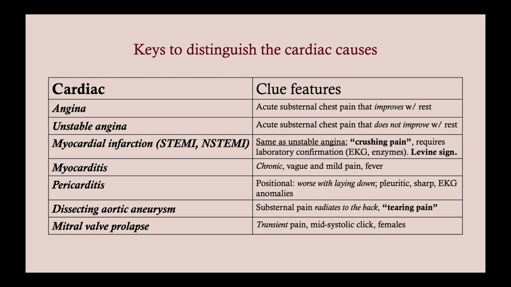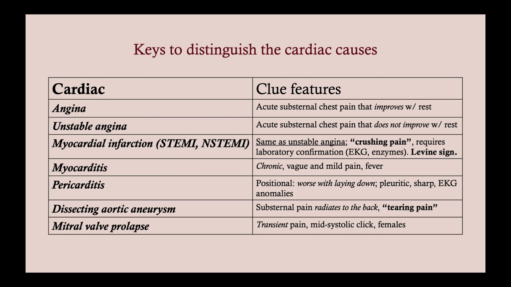Unstable angina is just angina that doesn't improve with rest. And this is very concerning because unstable angina is very much associated with a future heart attack. Now, a heart attack, an MI, is the same as unstable angina as far as symptoms go. And they'll describe this pain as crushing, and that would hold true for unstable angina and angina as well. Just angina pain, ischemic pain of the heart, is crushing chest pain. The only difference is with unstable angina, it doesn't go away with rest.